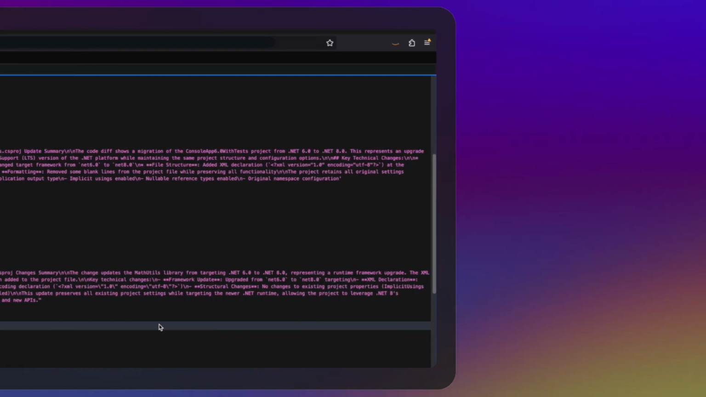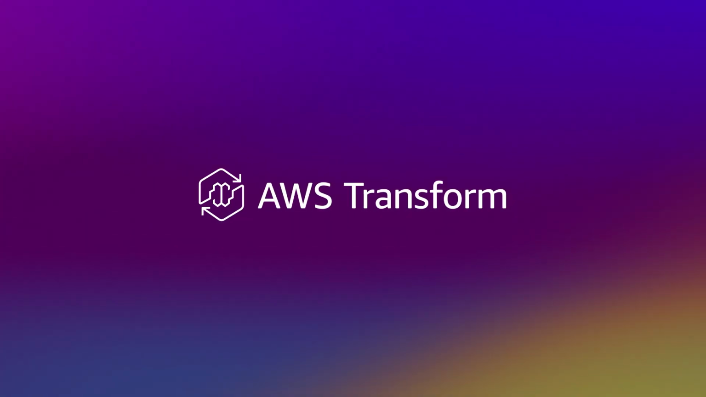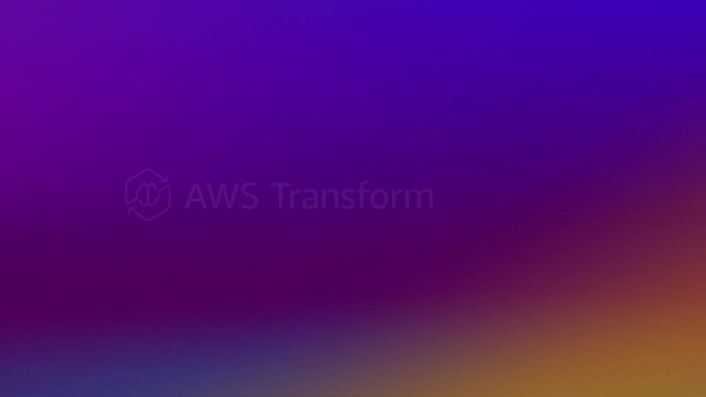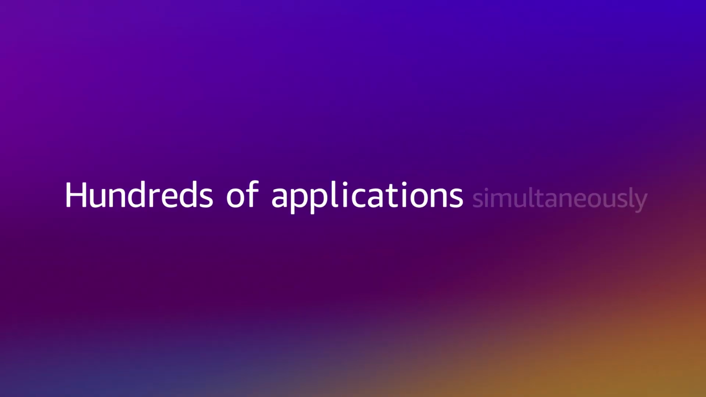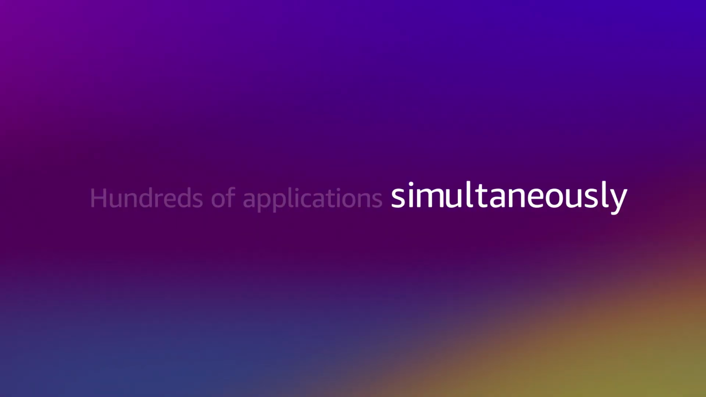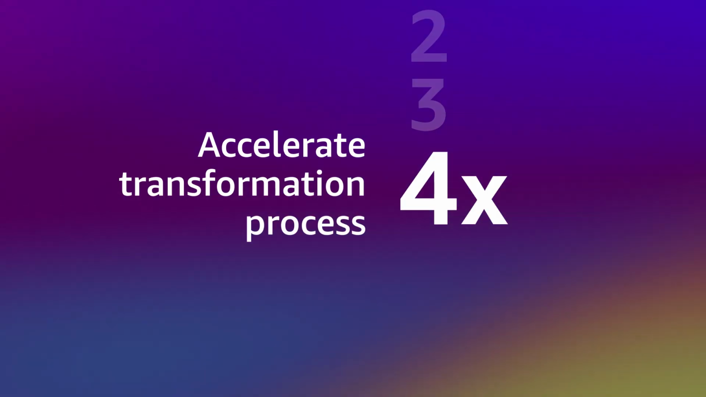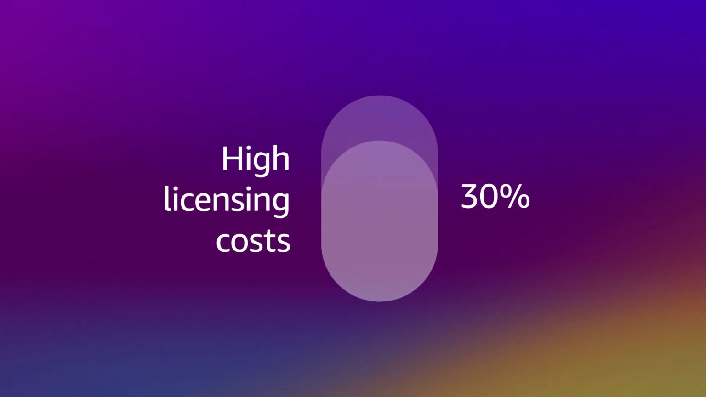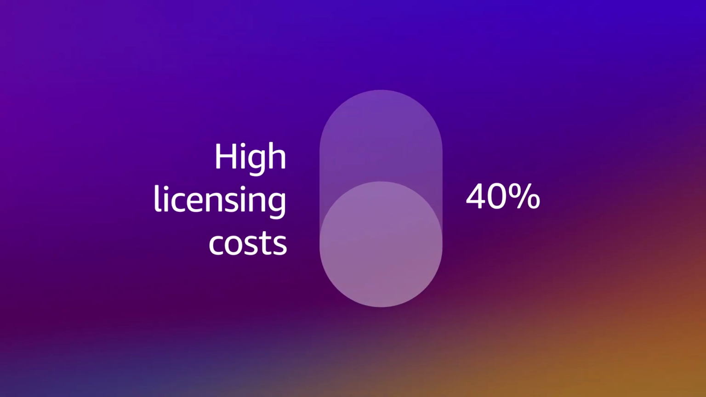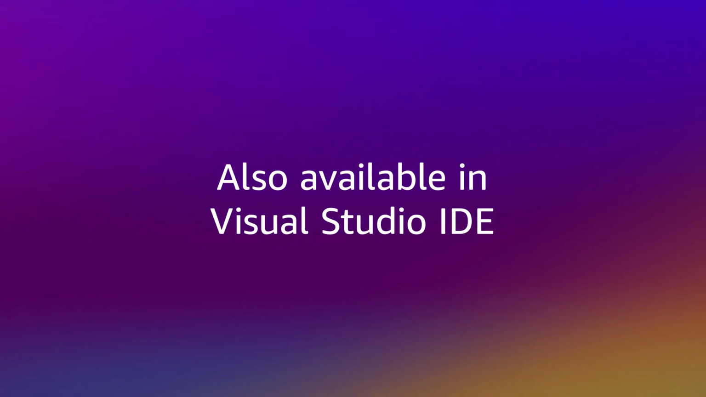AWS Transform for .NET enables you to plan and execute .NET porting of hundreds of applications simultaneously. This can accelerate your transformation process by up to 4 times and reduce Windows Server licensing costs by up to 40%. The same capabilities are also available within the Visual Studio IDE for transforming specific applications.